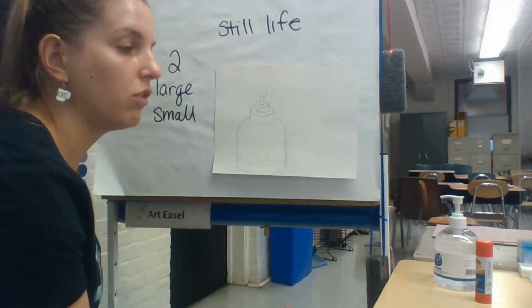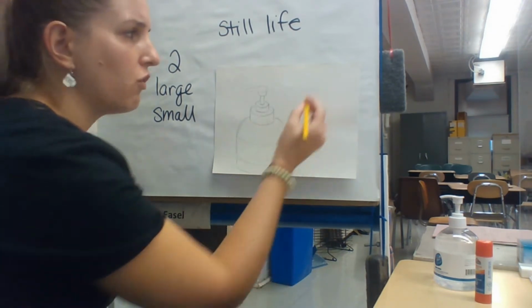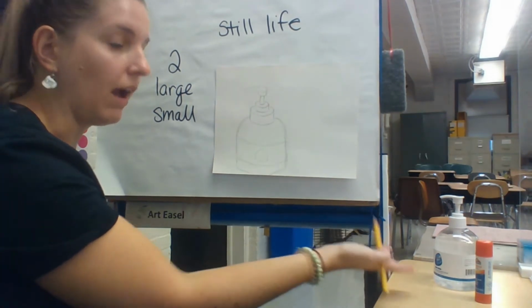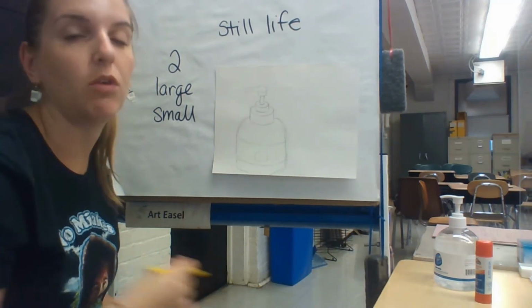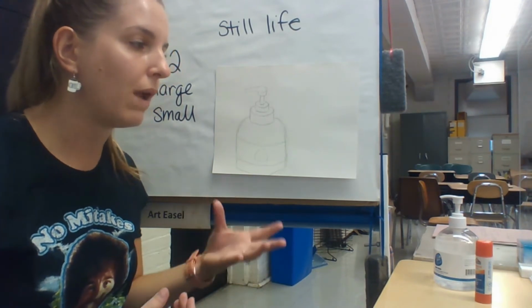Now I want to draw the glue stick the way that it looks next to the hand sanitizer. So am I going to draw a giant glue stick? No, because the glue stick's not the same size as my hand sanitizer. It's smaller. So what I'm trying to see you do with this project is I want you to draw it the way that it looks in front of you.